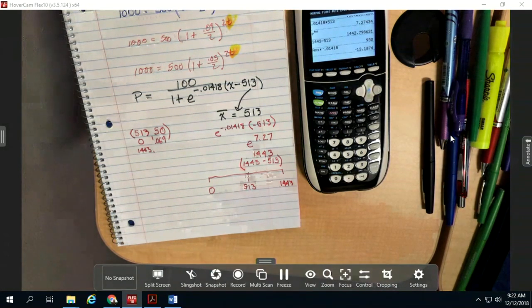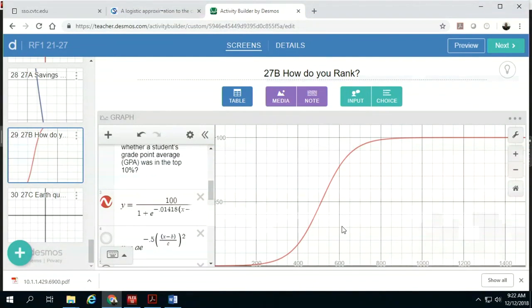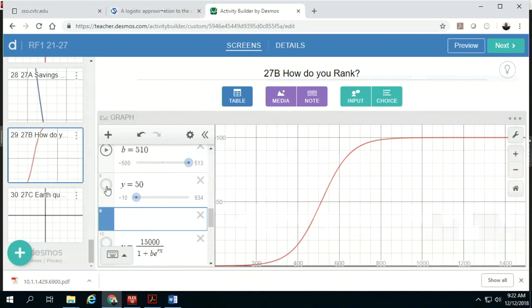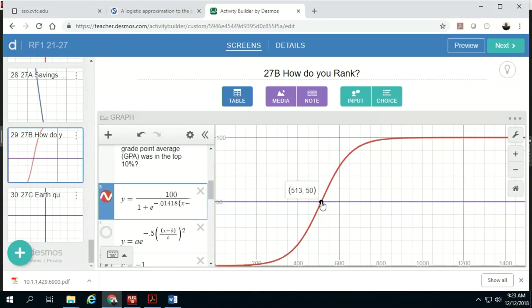Page 358, part A. If you look at this graph, what would an average score be? So I'm going to make y equal to 50. If y is 50, I'm going to make it a different color. I'm going to make it purple. If y is 50, what is an average score? What does it say?